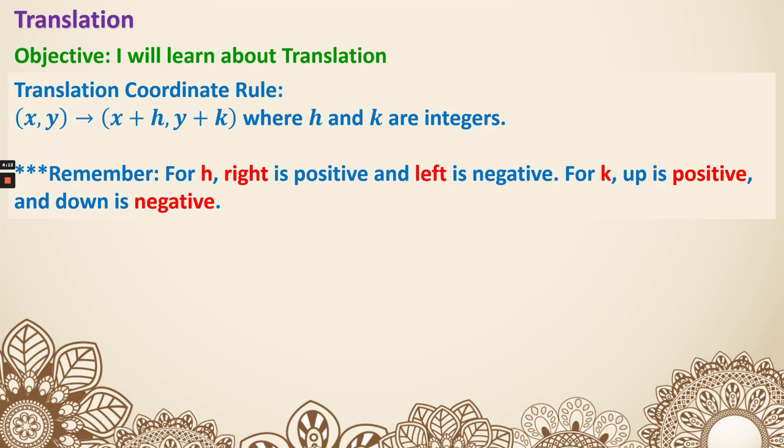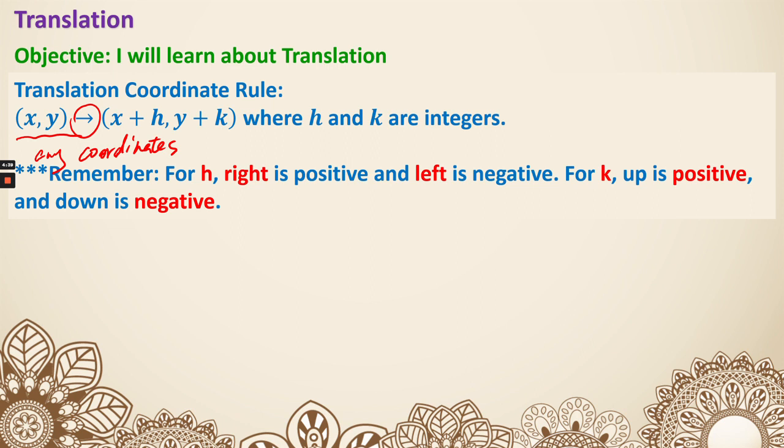Now we are going to talk about the translation coordinate rule. We typically start a rule by writing (x, y), then an arrow. So (x, y) just represents any coordinate in the shape. And the arrow is just kind of telling us what it is going to be changed into. Because of course, when you change the position, all the coordinates change.